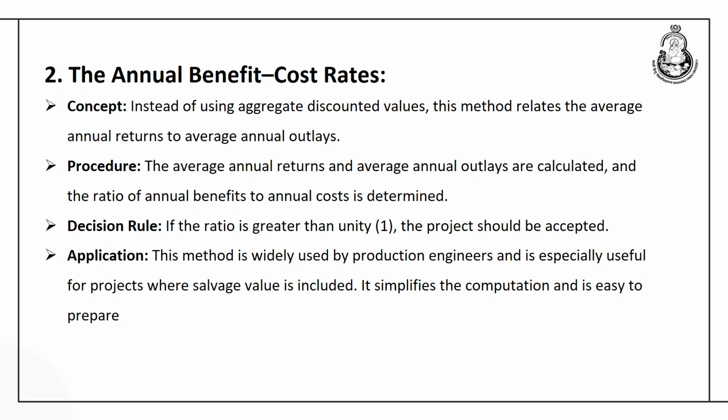There is another technique which is known as the annual benefit or cost rate, where instead of using aggregate discounted value, it would relate the average annual return to average outlay. So, here we are going to average out all the income received in the future years from the project, and similarly relate it to the average annual outlays to find out whether the rate of return is greater than some predetermined rate specified by the management or not, and if the ratio is greater we accept the project.